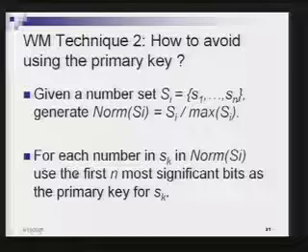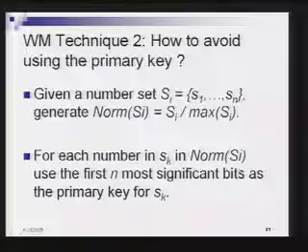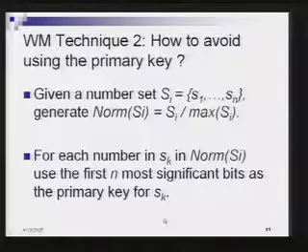And then what they do is, for each number Sk in the normalized set, use the first n most significant bits as the primary key. So they use the most significant bits of the number as the primary key. The good thing about this is that the most significant bits are not going to change after you alter your data.